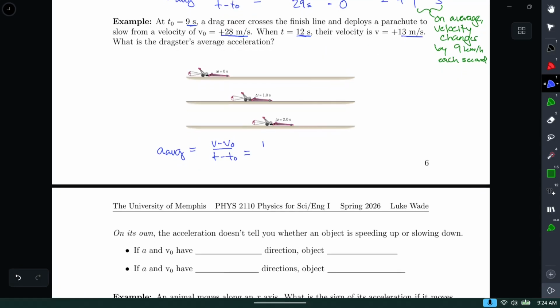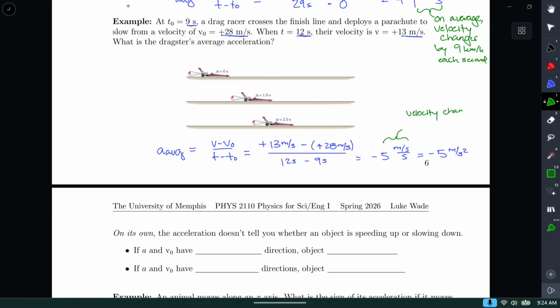Let's see, the final velocity was 13. The initial is 28. And then final time was 12, initial was 9. That does come out to -5 meters per second per second, which we could abbreviate as meters per second squared. But again, I actually like this version a little better because it's saying the velocity changes by 5 meters per second each second.